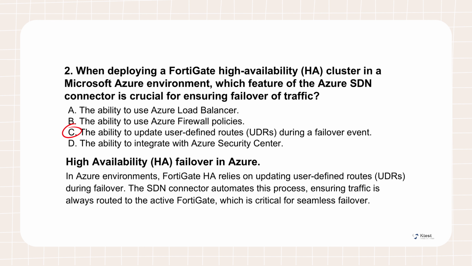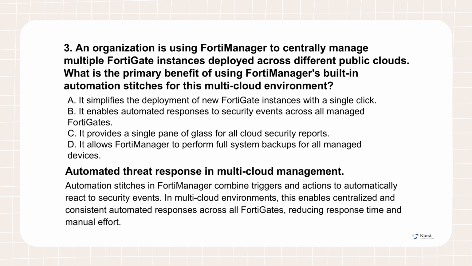So we've covered adapting to change within one cloud, ensuring resilience. But most places aren't just in one cloud, are they? What if you have FortiGates scattered across AWS, Azure, maybe on-prem too? How do you keep it all manageable? How do you respond quickly if something happens anywhere in that mix? That's the multi-cloud headache, right?